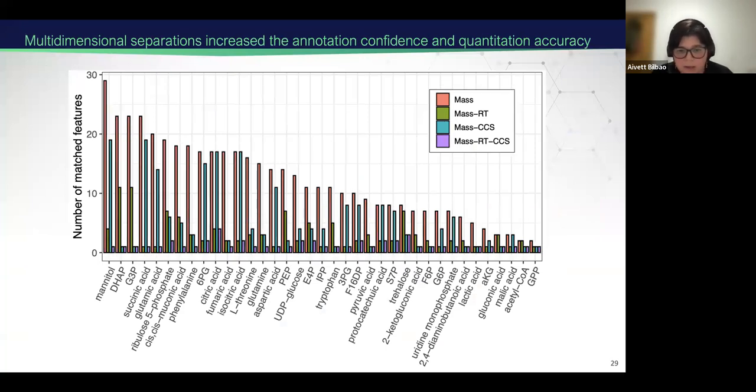This figure is an example of how combining all these dimensions helps to increase the confidence in the annotation. This is for each metabolite, if we take different combinations of the dimensions. For example, if we only take the accurate mass and try to annotate all the features detected in those runs, we have many more possibilities, which means increased ambiguity. But when we start to combine multiple dimensions, it decreases the number of matches. It's really when we combine the retention time, the accurate mass, and the CCS that we can decrease the ambiguity and be more confident about the annotation. So this illustrates the power of using multidimensional separations.